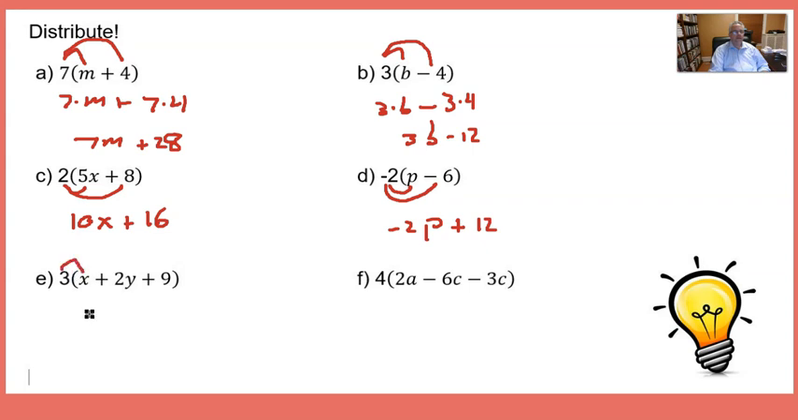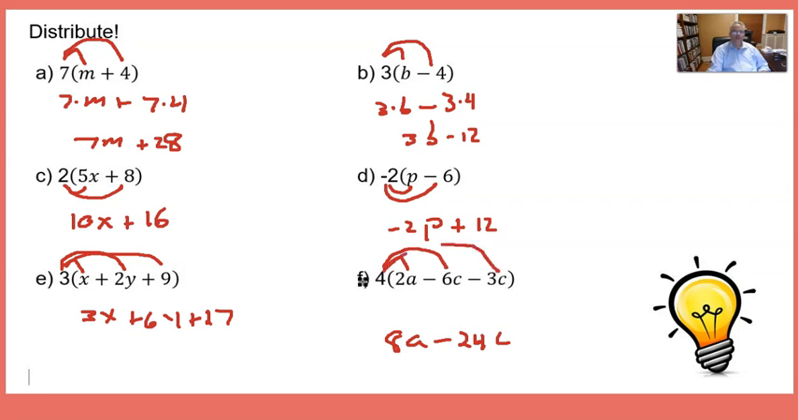Right? We have 3 times x. We have 3 of those, so that's 3x. We have 3 times 2y. That's 6y. And we have 3 times 9, which is 27. Last one, 4 times 2a, that's 8a. Think of this minus as going with the 6c. We have 4 times minus 6c, so we get minus 24c. Same thing here. Think of this minus as going with the 3c. We have 4 times minus 3c would be minus 12c.